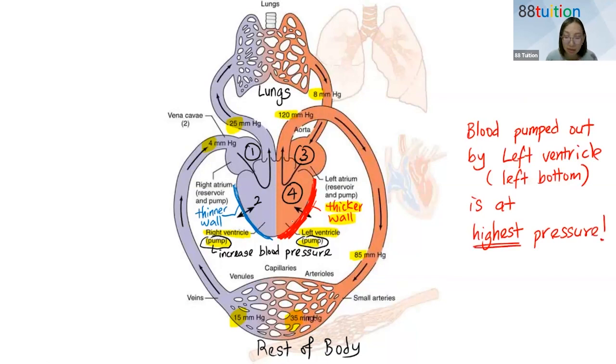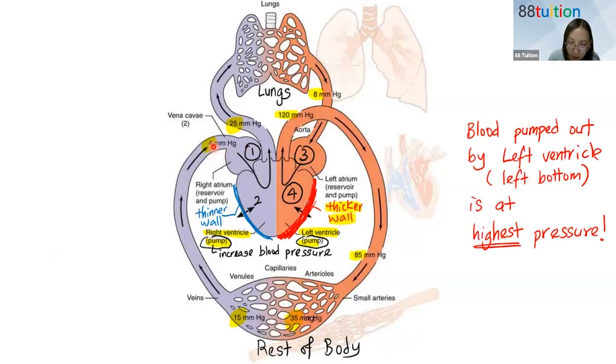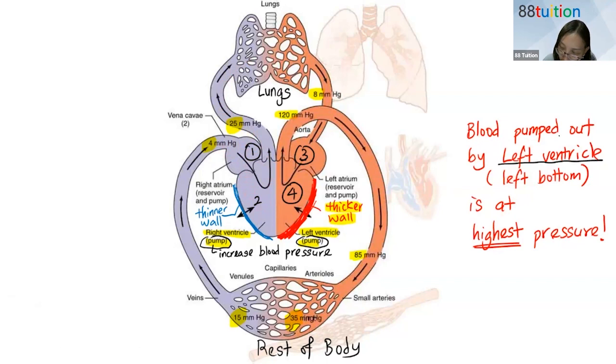So is everybody clear? If you follow my laser pointer, blood goes from number 1 to number 2, and then go to the lungs for gas exchange. From lungs, go to number 3, and then go to number 4. Number 4 is the most powerful pump. Number 4 will pump the blood at the highest pressure. 120 is a very big number. So the blood here will be highest. The blood that's coming up from the left bottom of the heart is at the highest pressure. I'm talking about number 4, this part here. Left ventricle here means number 4.